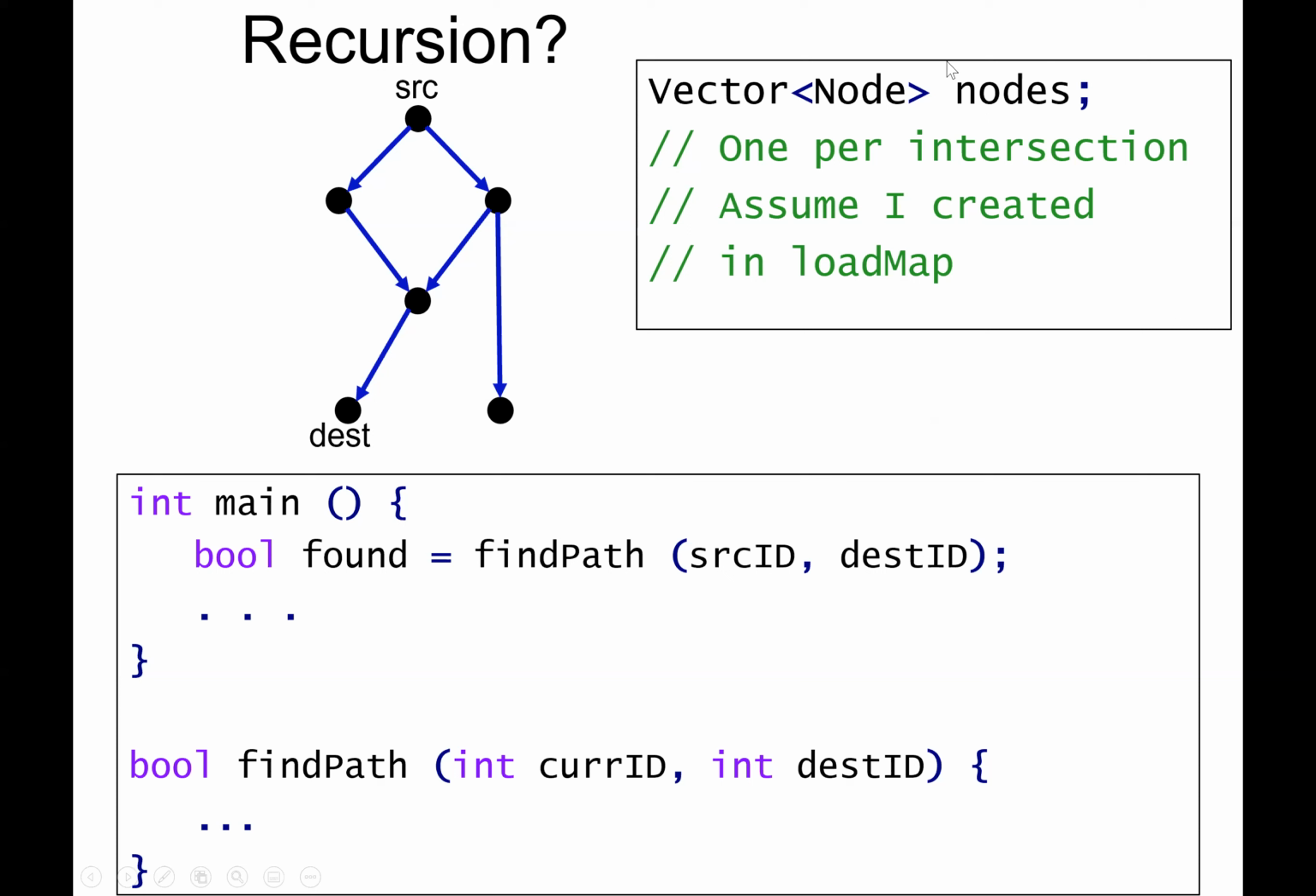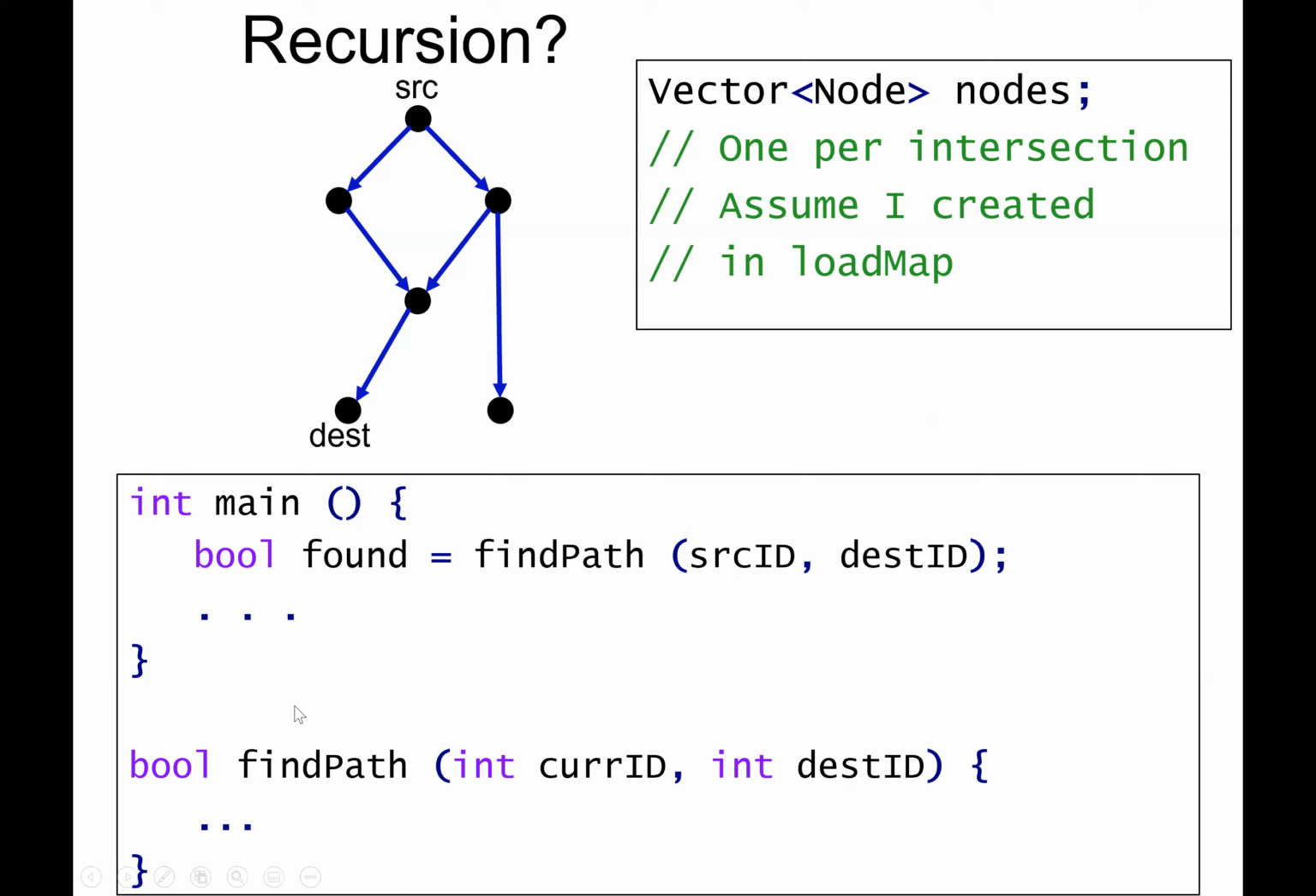So I'm going to need a little bit of storage. So I'm going to make a vector, and I'm going to make the type of my vector node. Node is just whatever I need to store per intersection. I've done that outside of my main pathfinding routine, or maybe I could do it at the beginning of it. But basically, this data structure just exists because I'm going to make use of it sometimes. In my main program, I'm just going to call find path with two things: the ID of the source intersection, where I'm starting, and the ID of the destination intersection, where I'm ending.